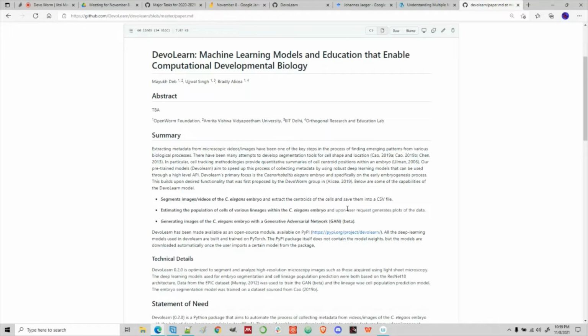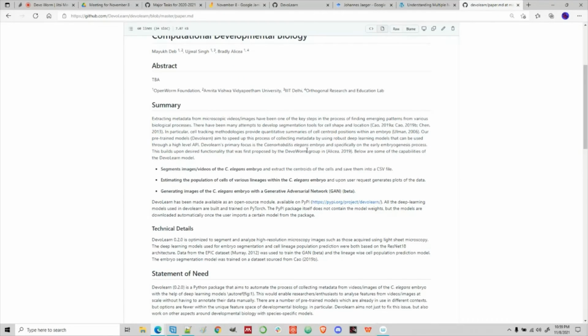And then I would like to also include Maynak on this, because he was the Google Summer of Code person for 2021. And so he updated a lot of the DevoWorm software, and so we want to include him on this. But I also want to maybe update some of the things from his documentation. So I want to add those things in here.